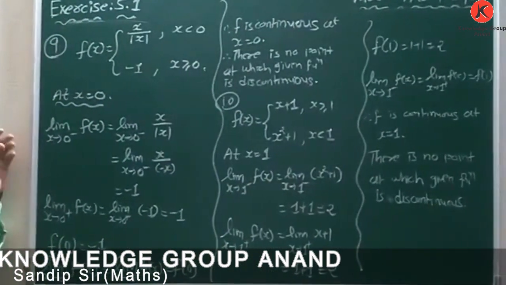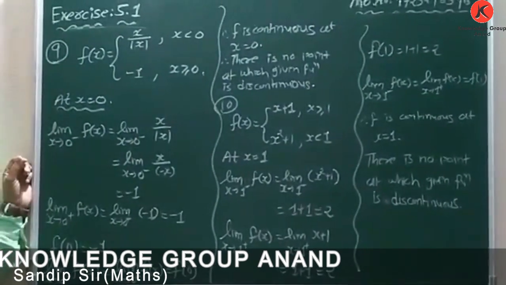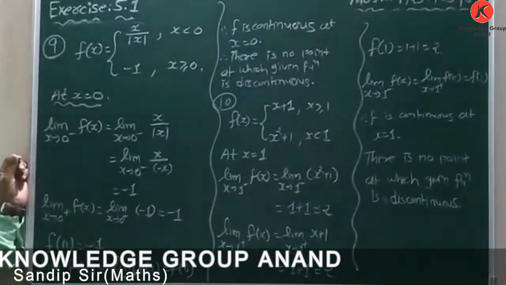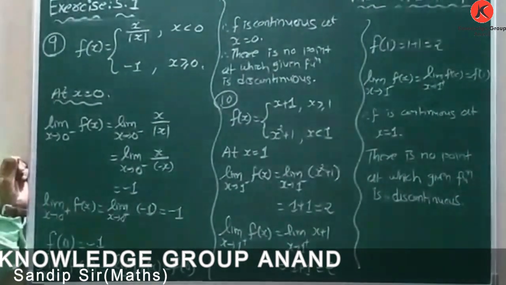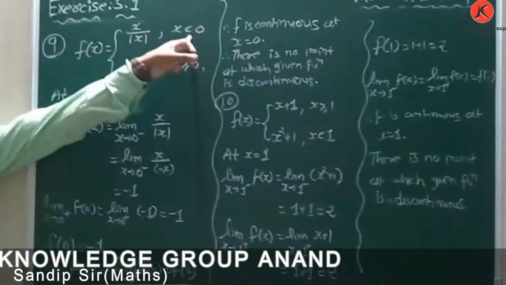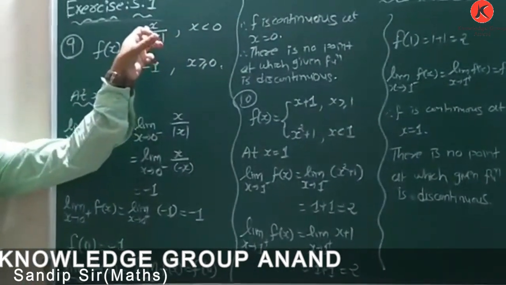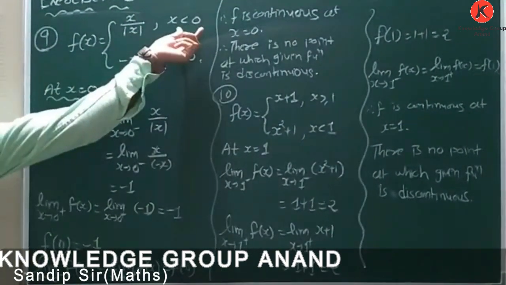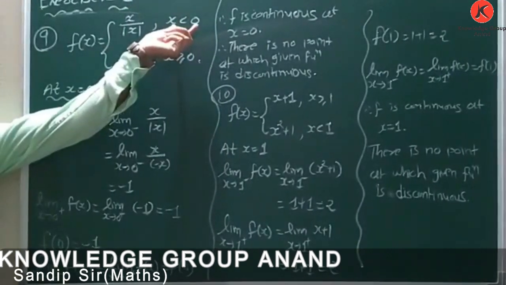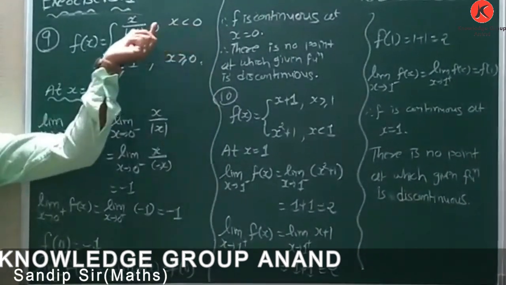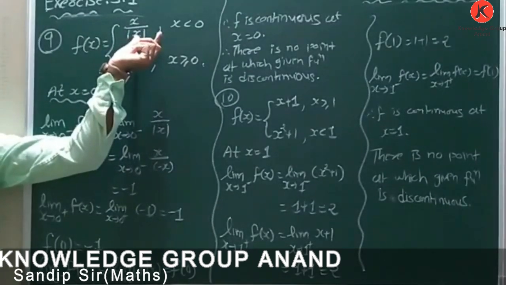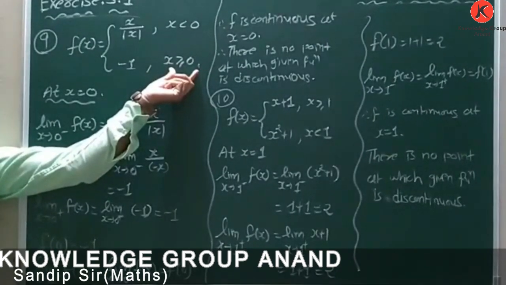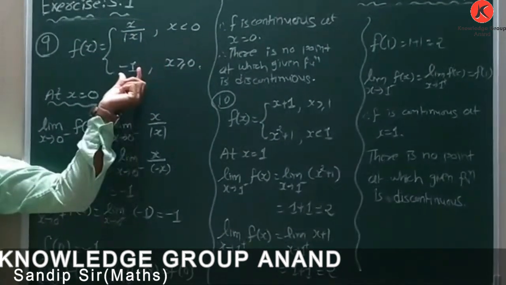Example number 9 now. f of x is equal to x upon modulus x, where x is less than 0, and -1 where x is greater than or equal to 0. Okay, now if x is less than 0 and the function is given as x upon modulus x, okay, so modulus x always gives the negative value because x is less than 0. Okay, and for all values of x less than 0, the given function is same to same and the given function is continuous. Okay, same way for x greater than 0, for all values of x greater than 0, the answer is equal to -1.